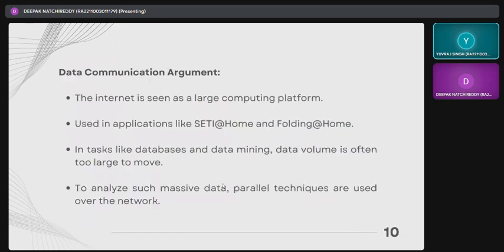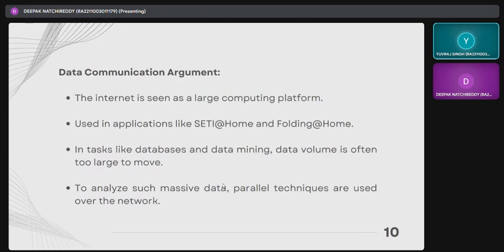Data communication argument. With the rise of the internet, computation became distributed. Instead of relying on one computer, many computers could work together over the network. As examples, SETI@home, searching for extraterrestrial signals, and Folding@home. For huge datasets, the data volume is too large to move efficiently. The solution was to use parallel techniques across the network, meaning computation happens closer to where the data is stored rather than vice versa.